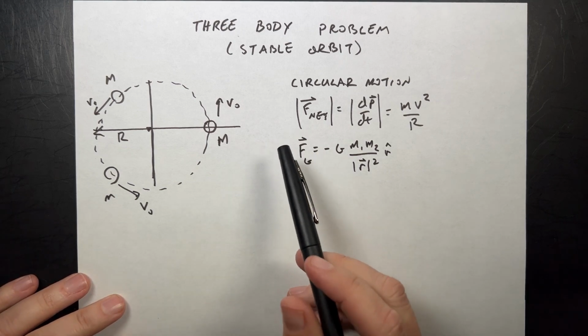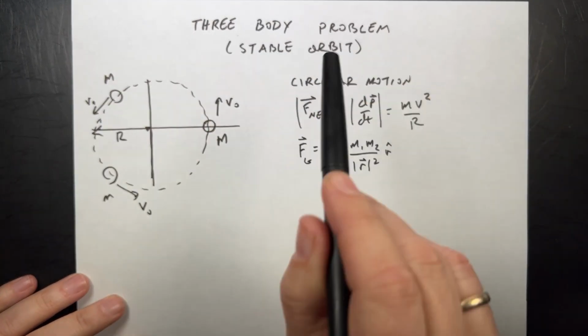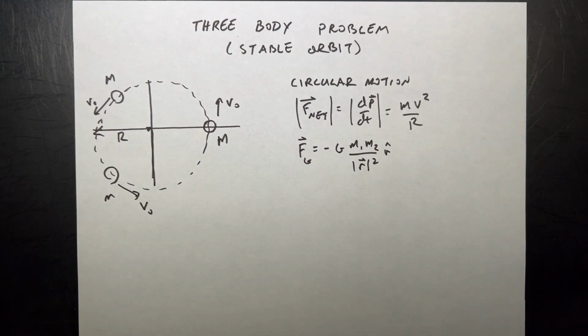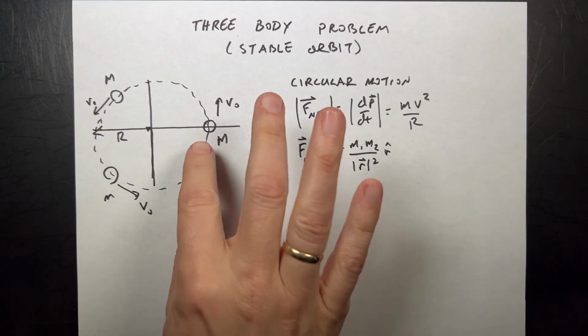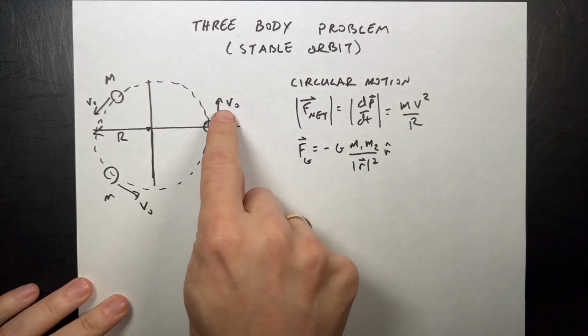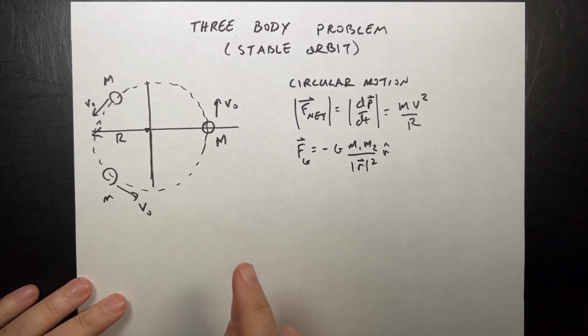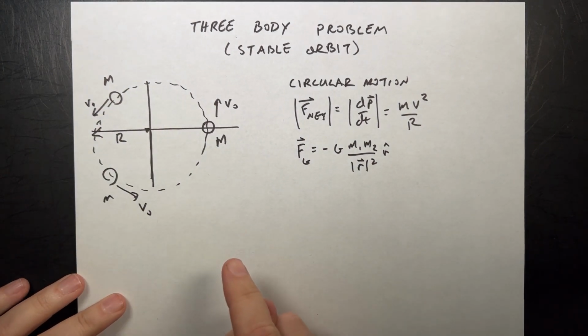You may have heard of the three-body problem. The three-body problem. It's not just a book, it's a physics problem. The three-body problem says that there are three masses interacting gravitationally, and there's no generic solution for this motion.